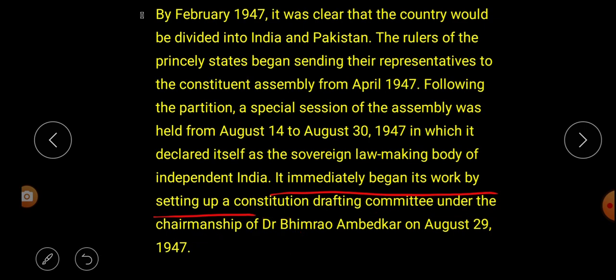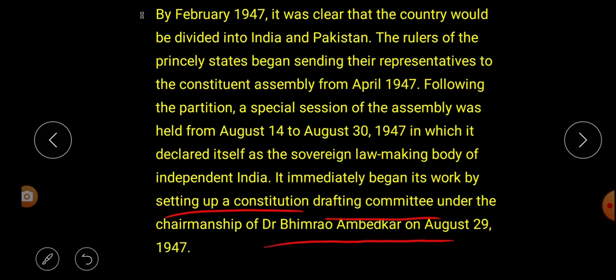So what happened? Immediately, it began its work by setting up the Constitution Drafting Committee, or Constitution Making Committee, under whose chairmanship? Under the chairmanship of Dr. B.R. Ambedkar, or Bhimrao Ambedkar, on August 29, 1947. So in this paragraph it is said that by February 1947 it was clear that the country was going to be divided into India and Pakistan.